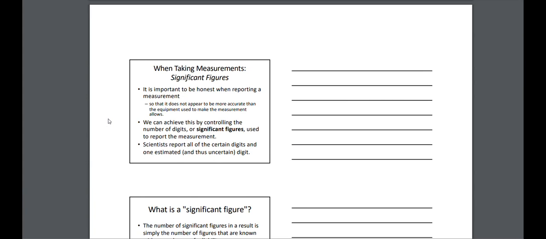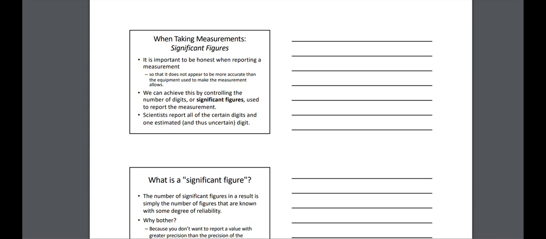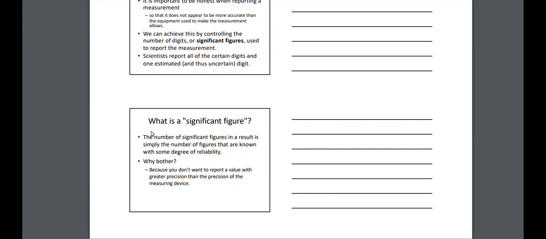So why is it important to talk about significant figures? Because as a scientist, it is a priority for you to be honest and also to be accurate when you're trying to report a measurement. So you're not reporting more accurately than what the equipment itself can actually measure, or the equipment itself actually allows to measure. We can achieve this by controlling our significant figures. So that's why scientists report all the certain digits, and one estimated, which we call the uncertainty digit.